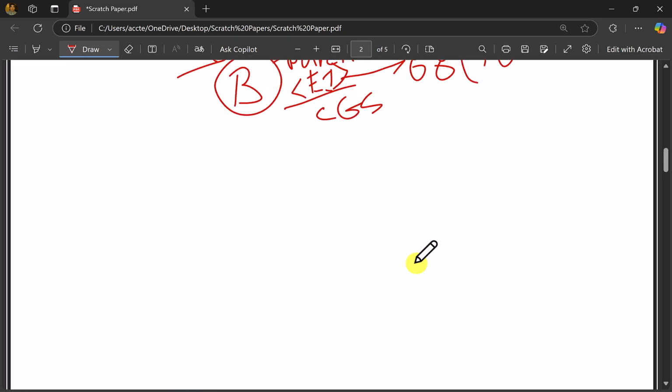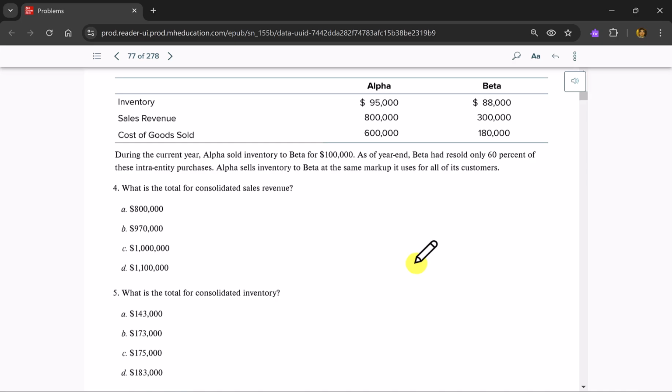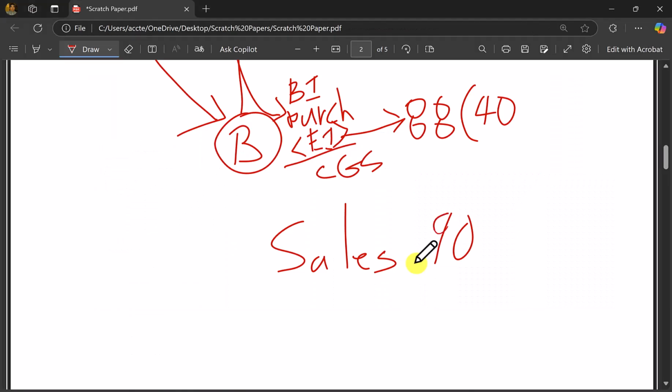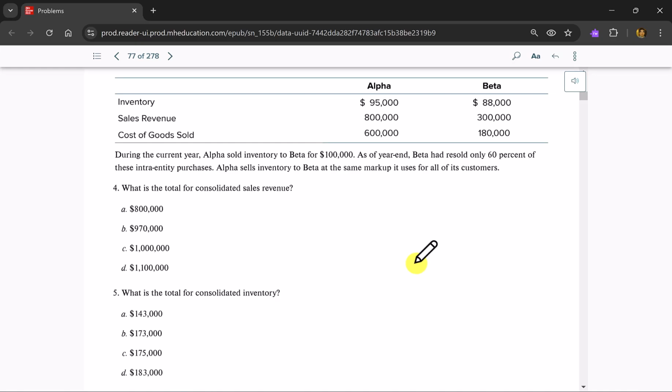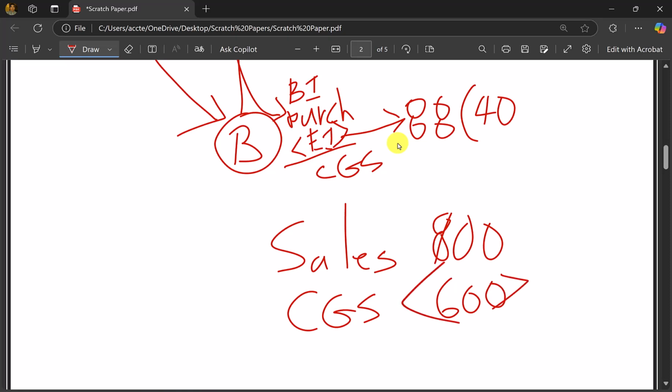So the formula is sales price, 100, no, 800. This is everybody, yeah, including beta. And less cost of goods sold, that's 600, gives us a gross profit of 200.